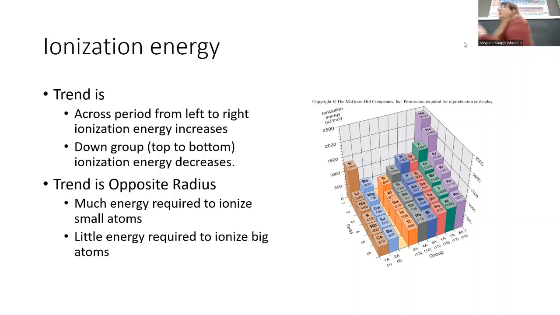And the reason these run in opposite directions is that the closer the electron is to the nucleus, the harder it is to take that electron away from the atom.